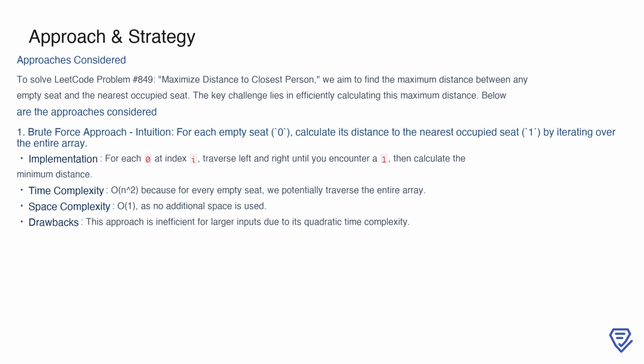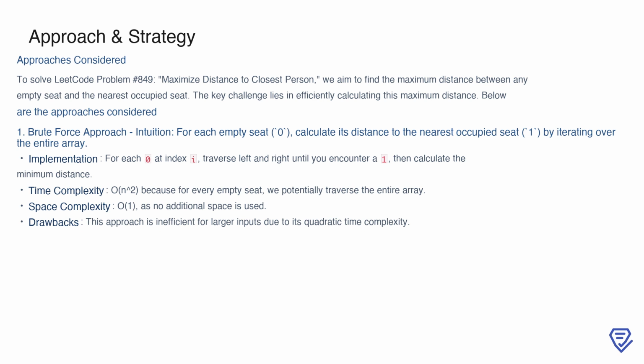One approach we could consider is the brute force method. Here, for every empty seat, we calculate its distance to the nearest occupied seat by iterating both left and right across the array. While this approach is simple and requires no extra space, it has a significant drawback. For every empty seat, we may end up scanning the entire array.